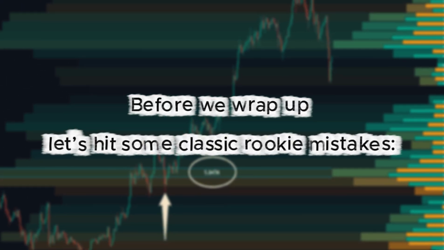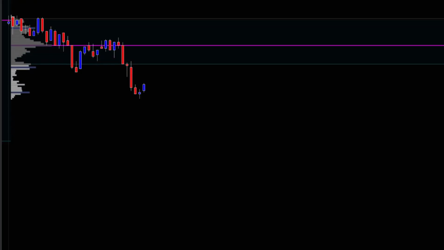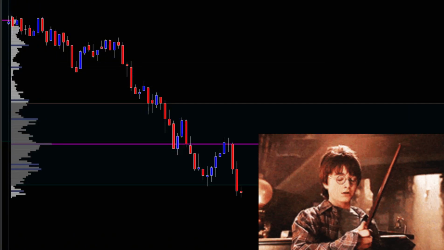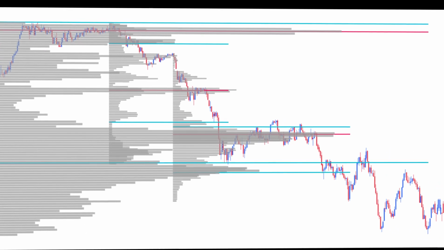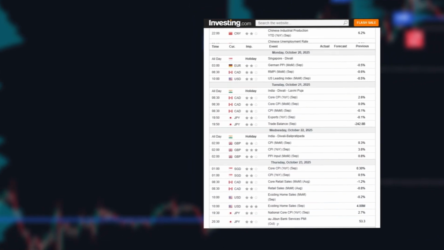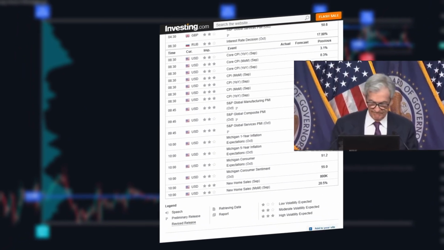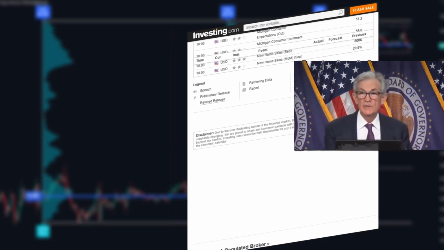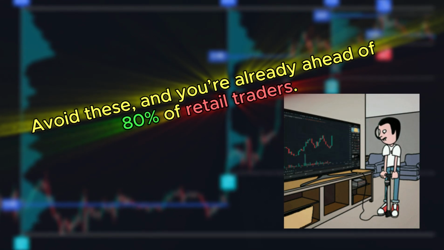Before we wrap up, let's hit some classic rookie mistakes. Chasing the POC blindly without context. Forgetting to check the trend. VP isn't a magic wand. Overcomplicating the chart with too many VP ranges. Ignoring how liquidity changes during news events. Avoid this, and you're already ahead of 80% of retail traders.